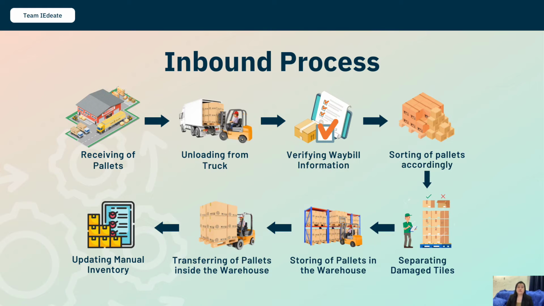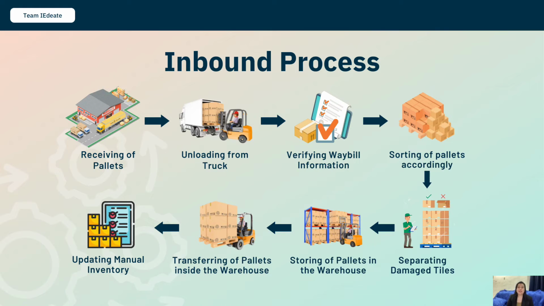After sorting, the visible damaged tiles will be removed from the pallet. Then the tiles sorted outside the warehouse will be transferred inside the warehouse using the forklift. The forklift will store the pallets in the warehouse according to their variation and sizes.